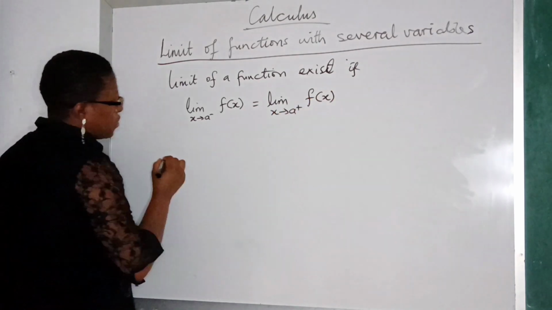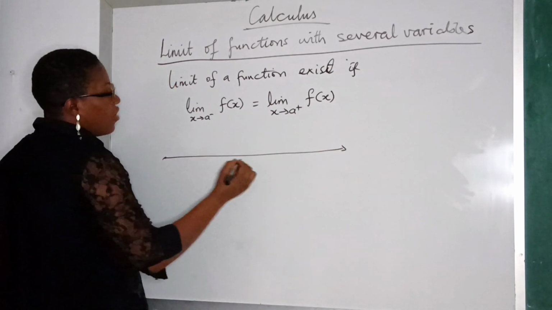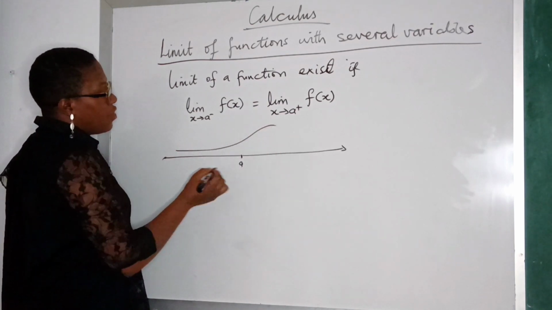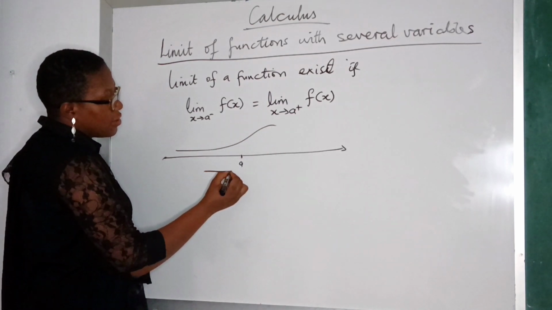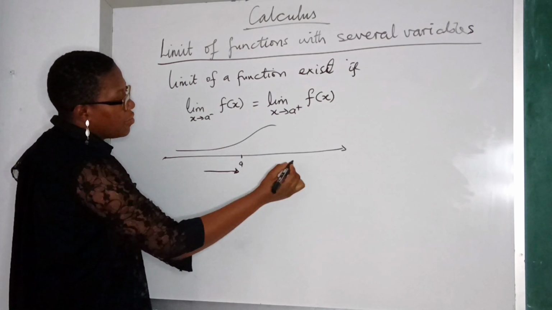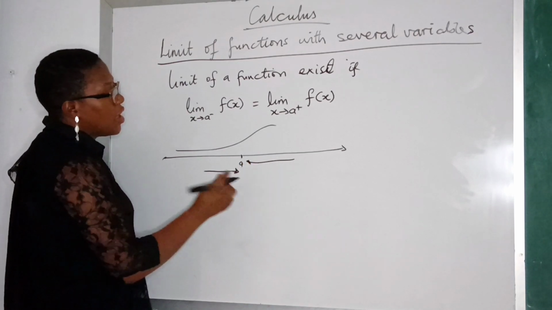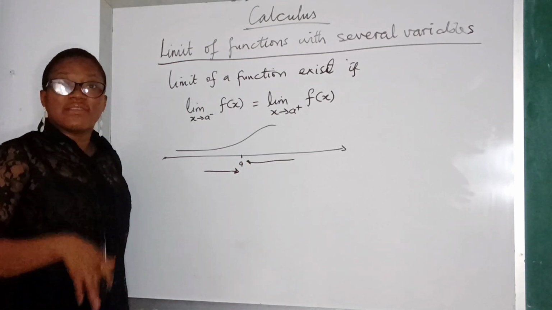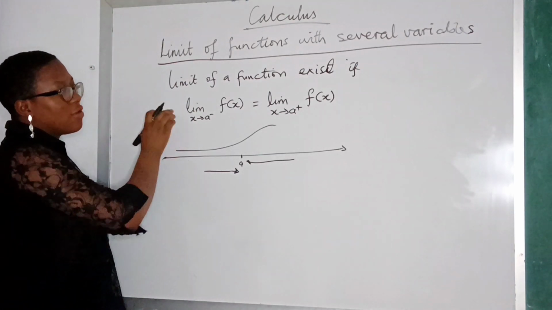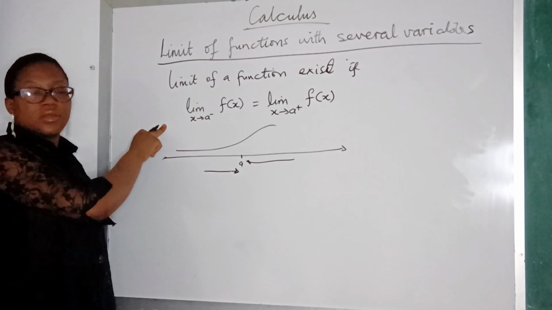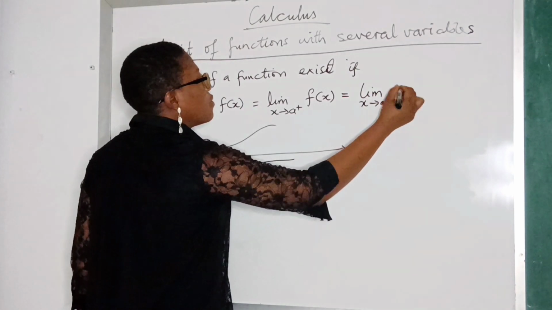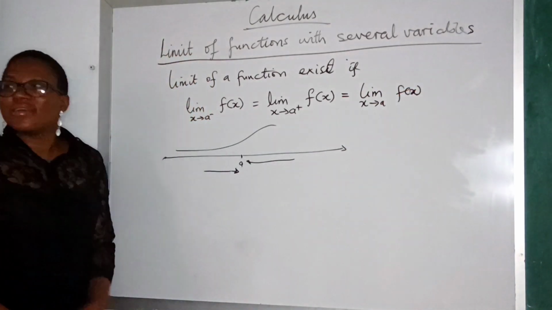So if this is your number line and you have a point, say A, you have to check the limit. If you have a curve, the limit as you approach A from this side, and the limit as you approach A from this side, are they equal? If they exist and are equal, then the limit exists at that point and is equal to what they are. Do you understand? Yes. Okay.